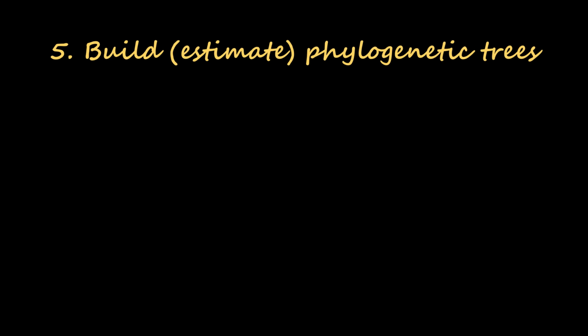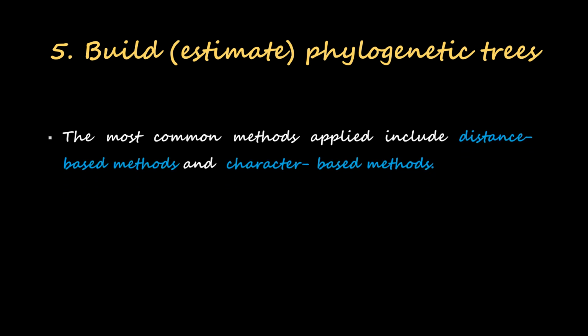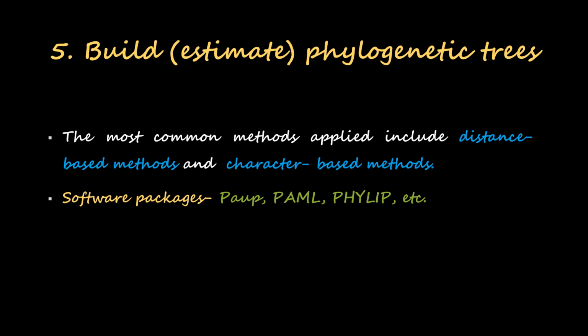Next is building or estimating the phylogenetic trees. The most common methods applied include distance-based methods and character-based methods. So there are two types of methods we can use to construct a phylogenetic tree. The software and packages used for this are PAUP, PAML, PHYLIP, etc.